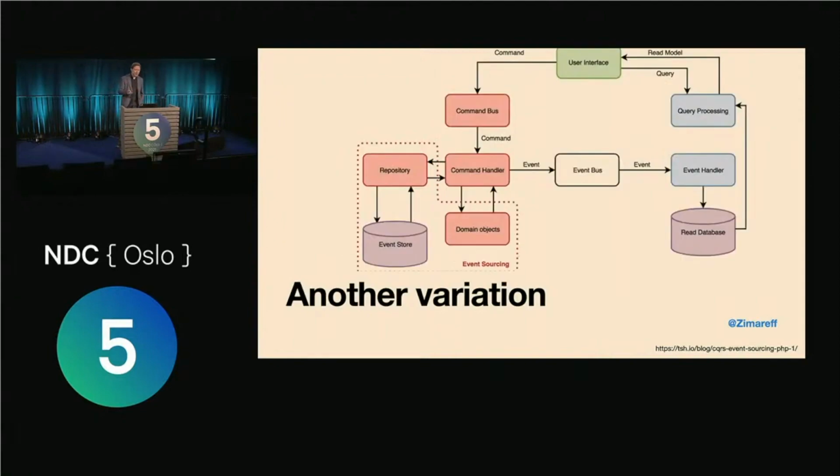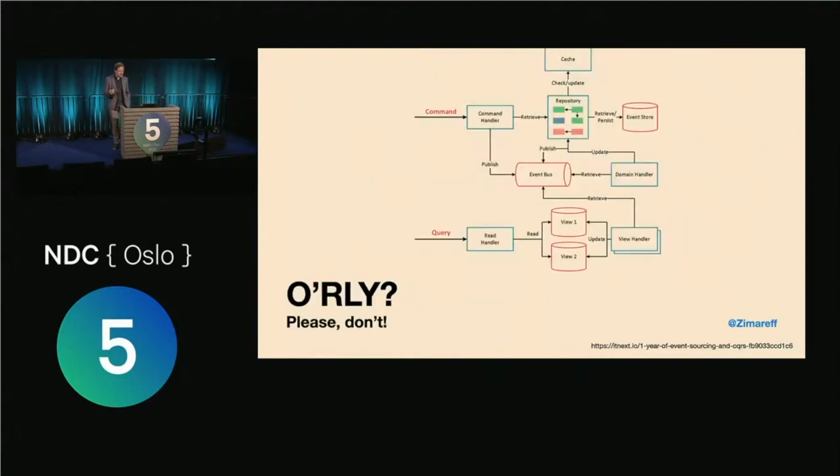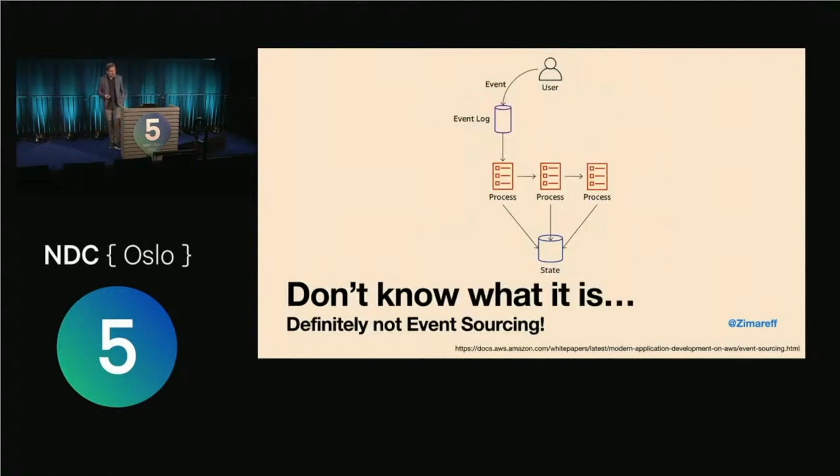This is the variation of the previous thing. This is something that I don't understand because it has so many different things that don't really look like event sourcing or whatsoever, because it just has an event store on the side like a bucket and in the middle of things there is an event bus. And this I don't know what it is. But the article says, white paper, latest modern application development on AWS with event sourcing.